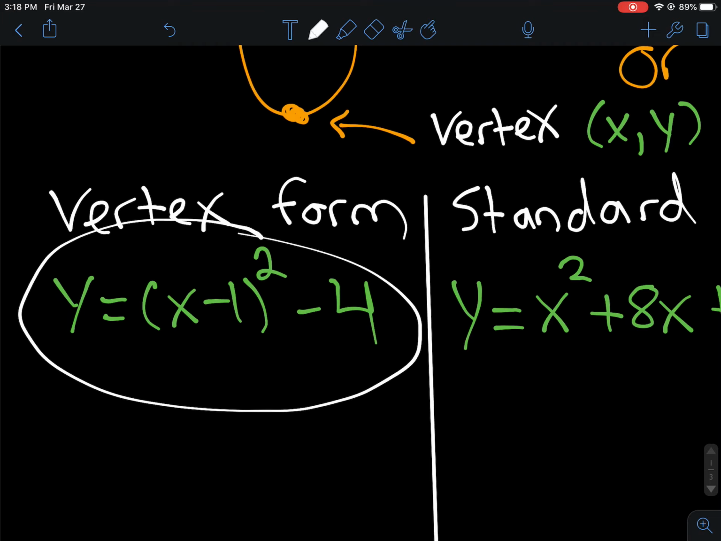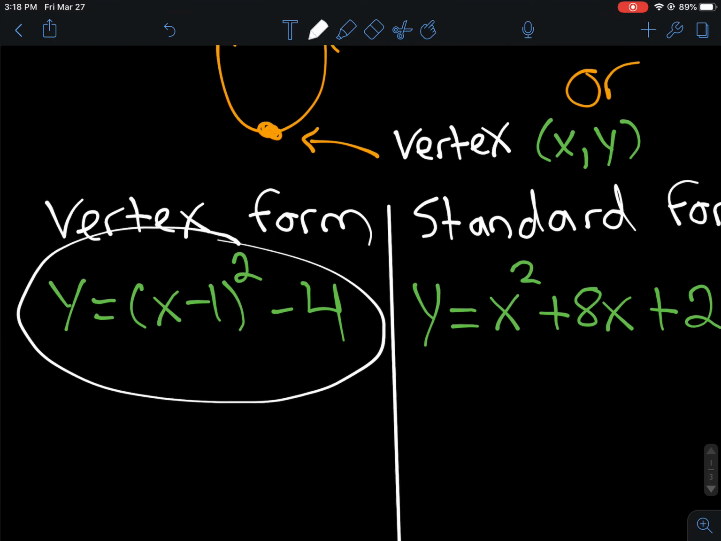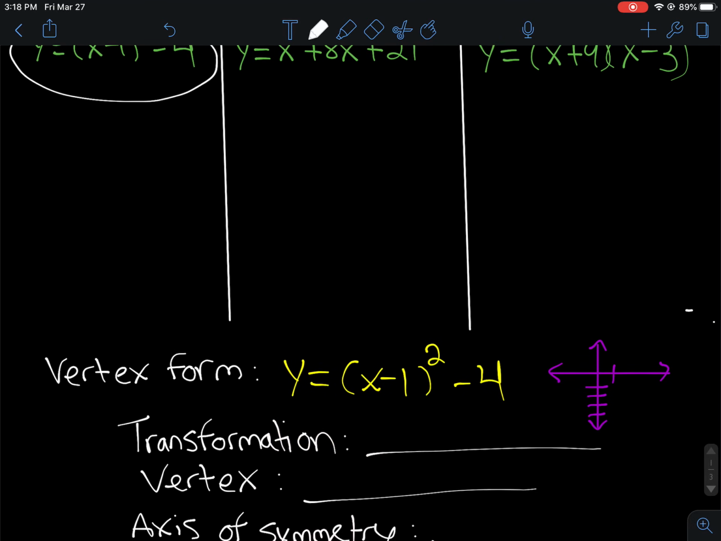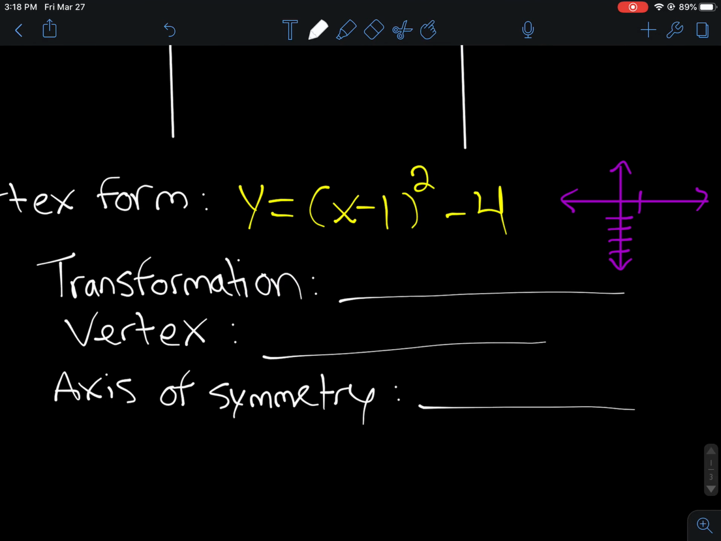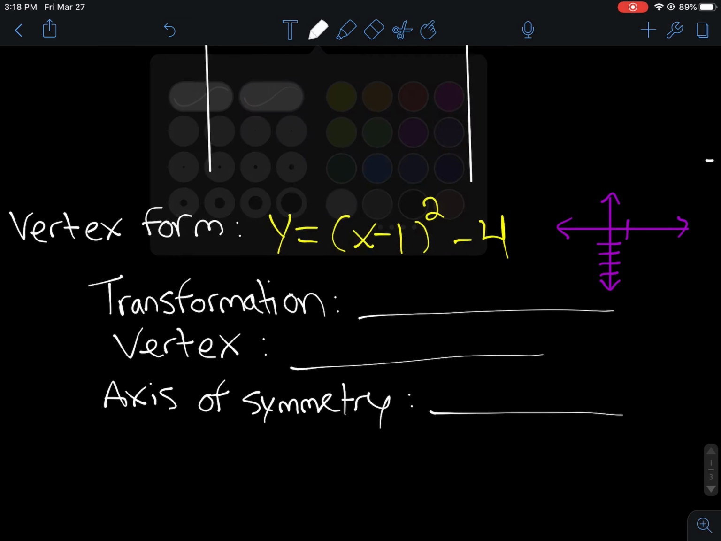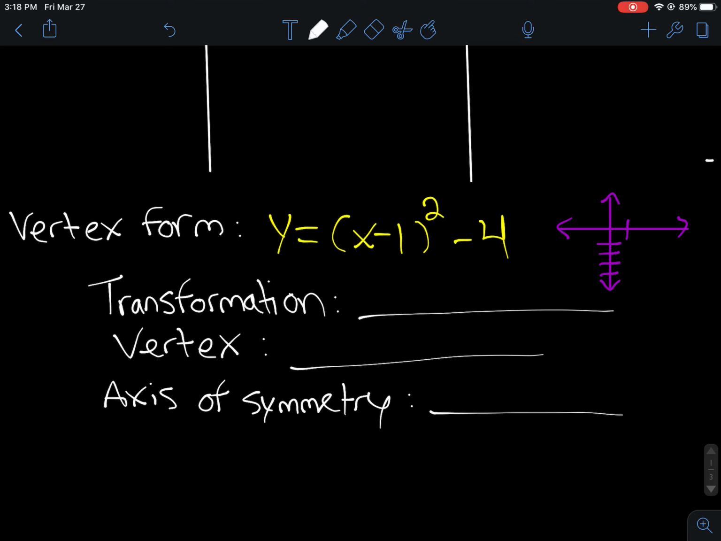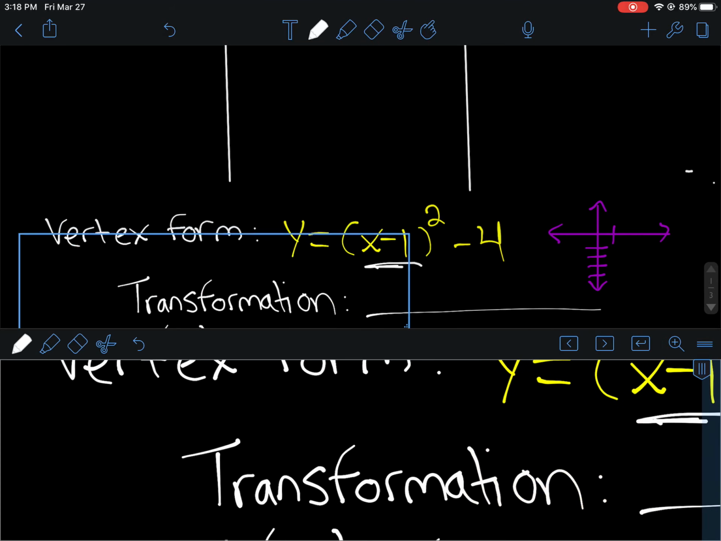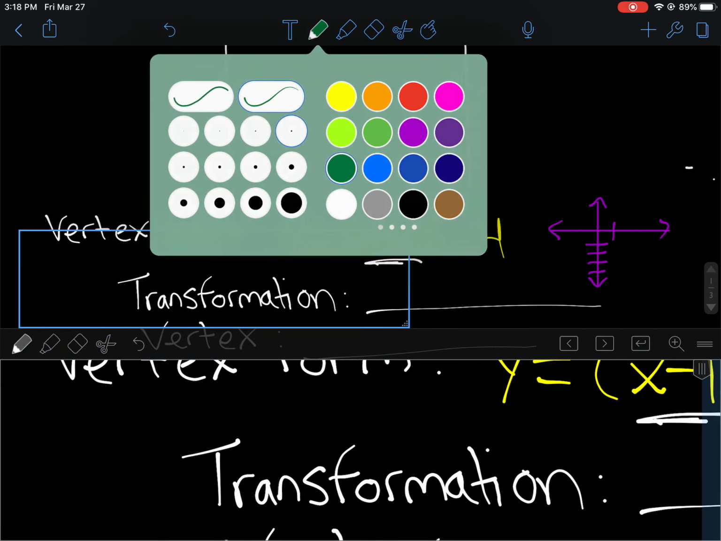So how do you find the vertex in vertex form? It's pretty straightforward. That's why it's called vertex form. So let's look at this example. Remember when we did transformations back in the day, whenever we looked inside, inside was your left and right movement. So what was inside of your parentheses was left and right, and whatever was outside was your up and down movement. Now remember us talking about this. If you want to write this down, you can.